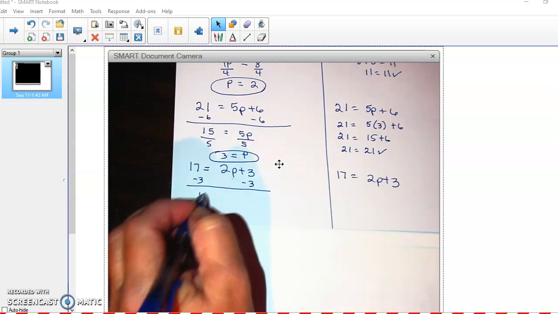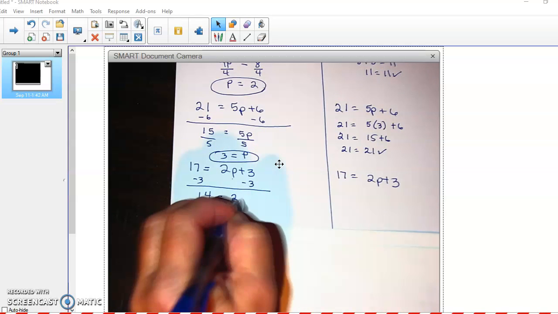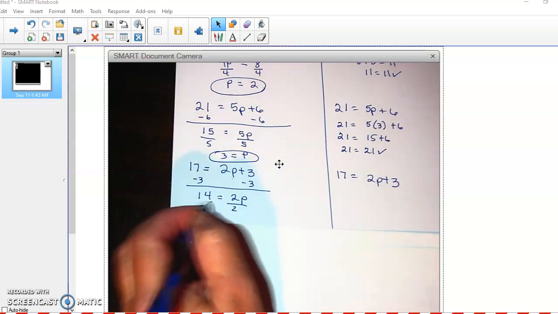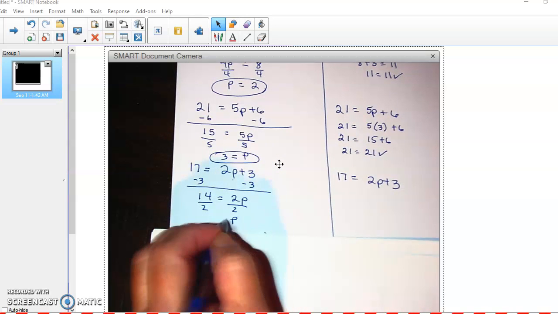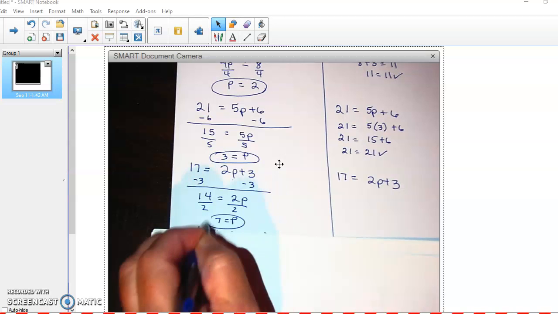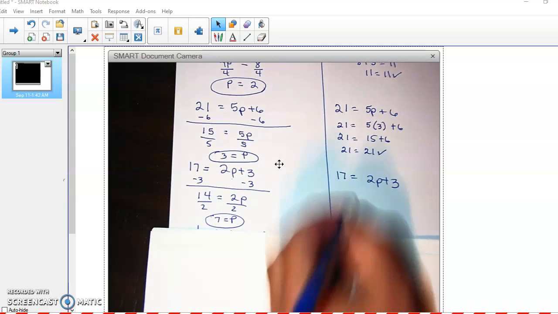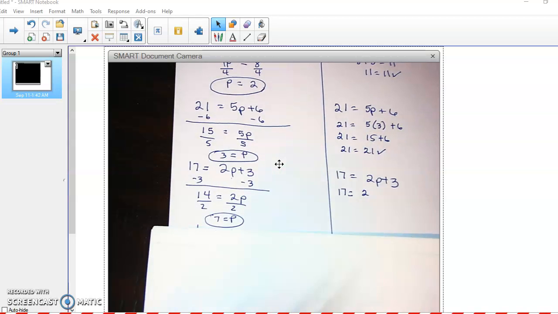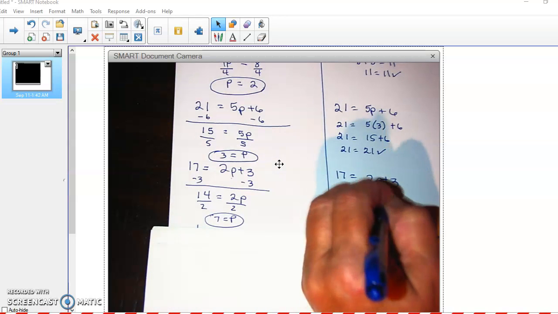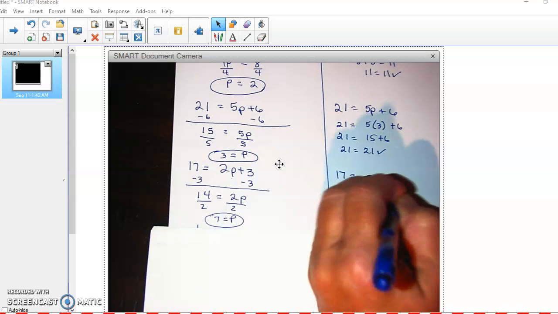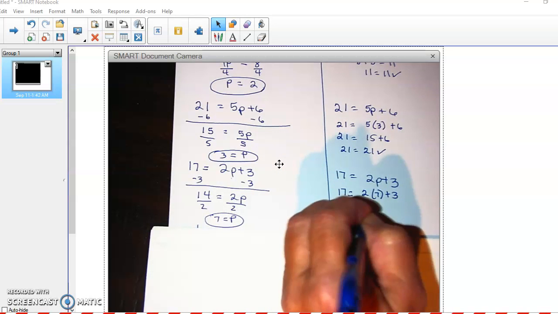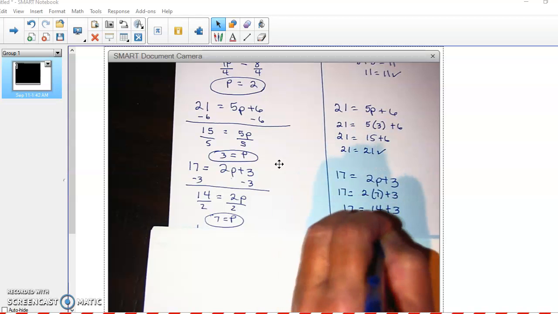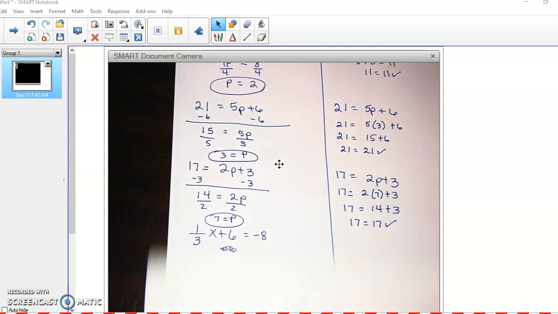That gives us 14 equals 2p. Divide by 2. And p equals 7. Substitute it in to check it. We said 2 times 7 is 14. 14 plus 3, 17 equals 17. So it balances, so we know it's correct.